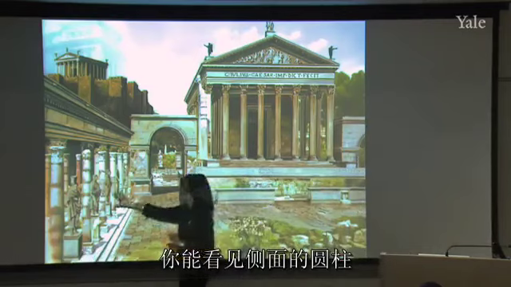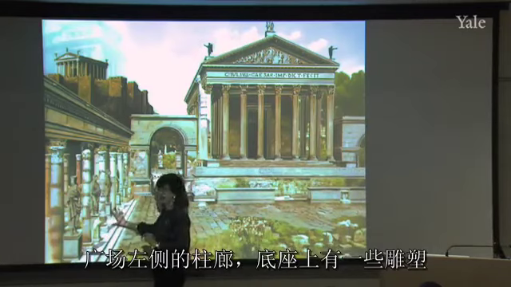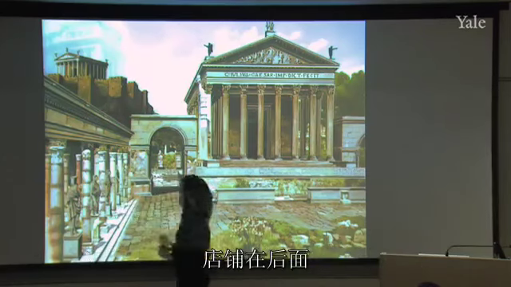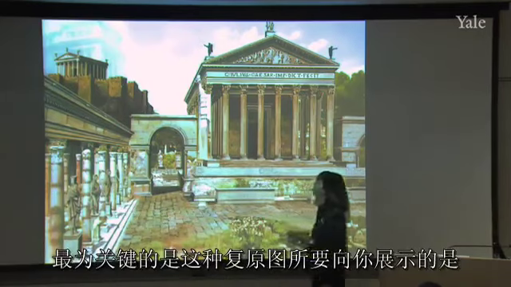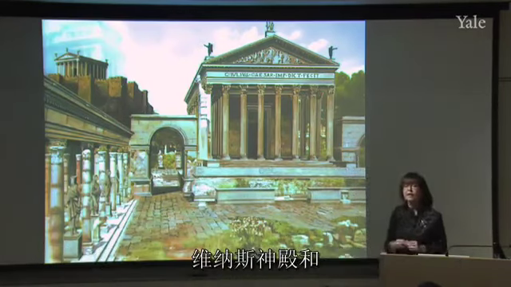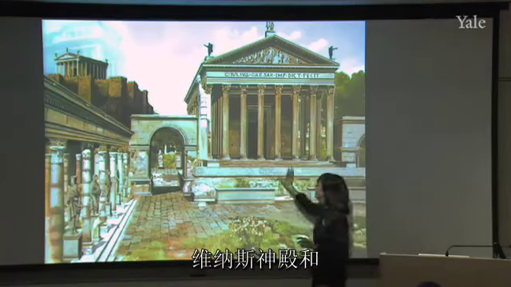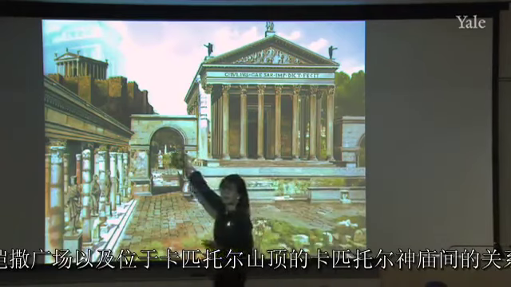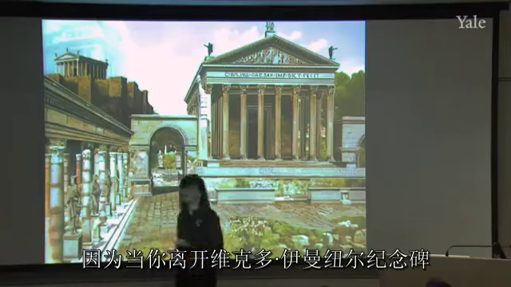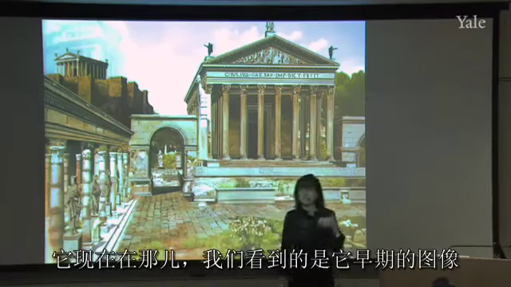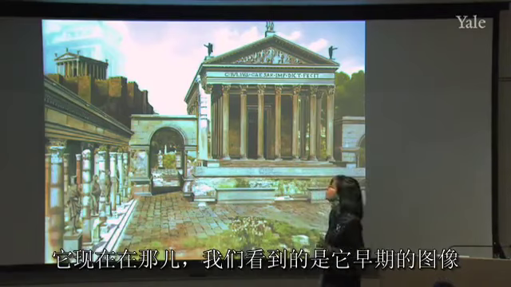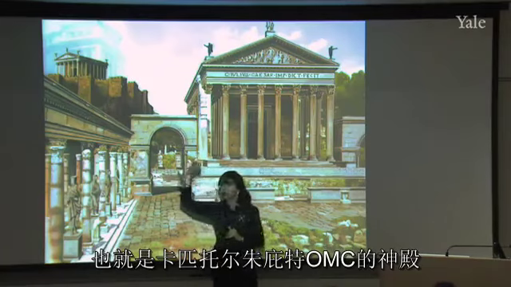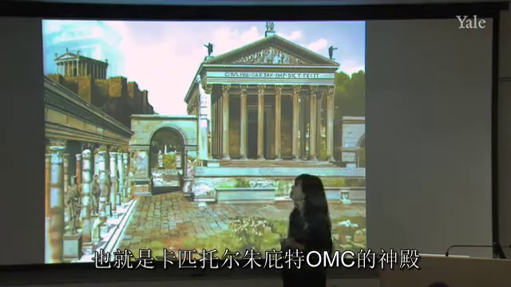You can see the columns over here of the side, the colonnade of the left side of the forum, which would have had statues on bases, the shops behind, and most importantly, what this restored view shows you is the relationship between the Temple of Venus Genetrix in Caesar's Forum and the Capitolium on the top of the Capitoline Hill, because when you take away the Victor Emmanuel monument, which is there now and which we saw in the earlier image, you can see that the building that was up on top of the hill at this particular time was, of course, the Capitolium, the Temple of Jupiter Optimus Maximus.